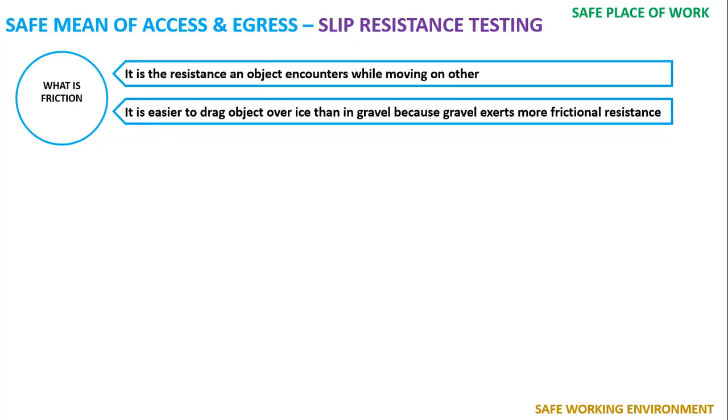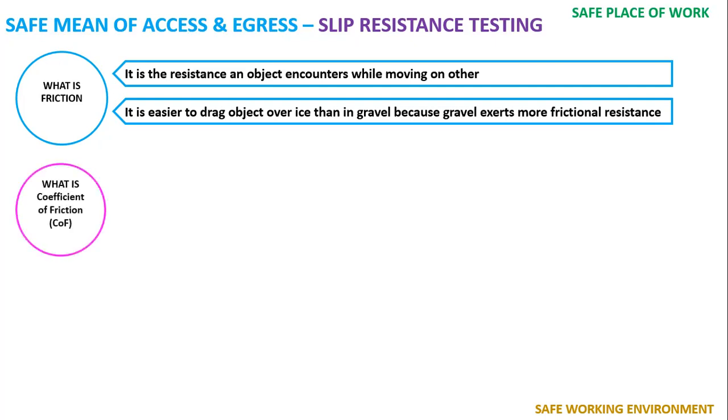Over the ice, if we move some object, then the ice offers less friction compared to the gravel. So it will be easier to drag the object over ice than in the gravel because it has lesser friction. So the friction is the force that acts opposite to the direction of the push, or we can say the pushing force.